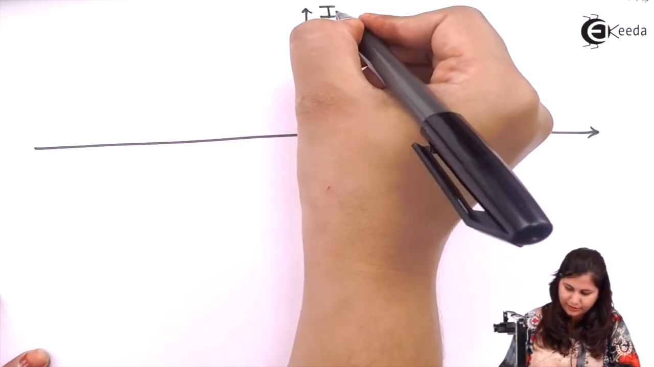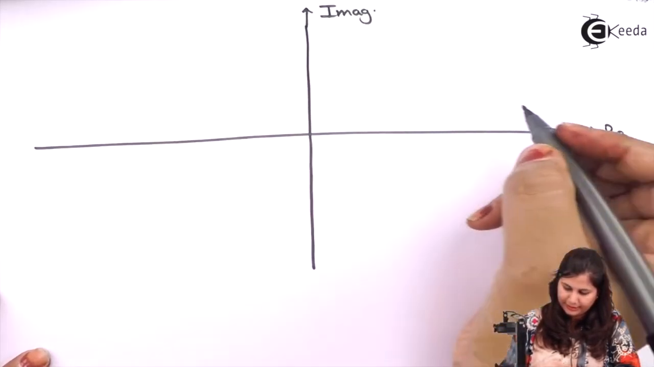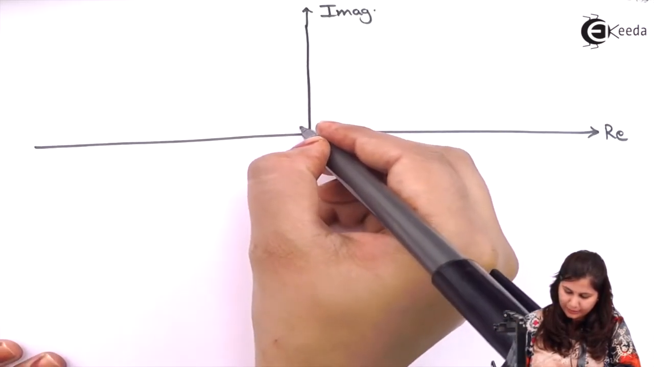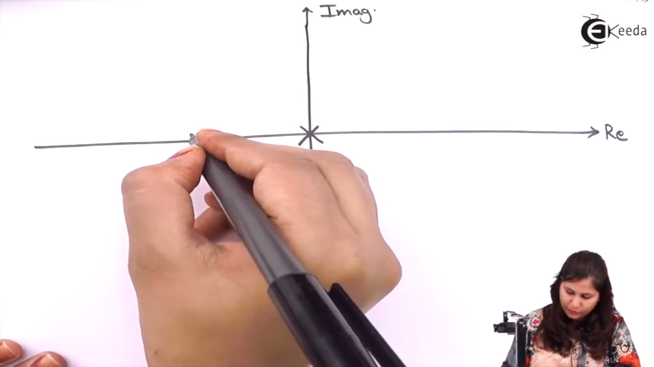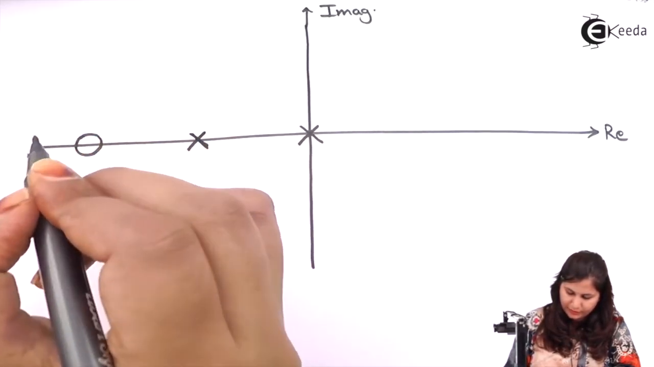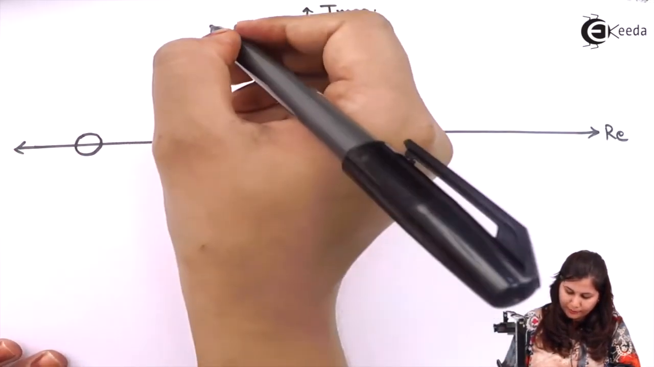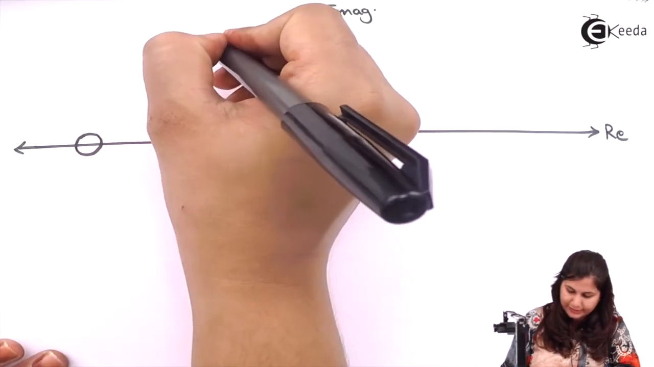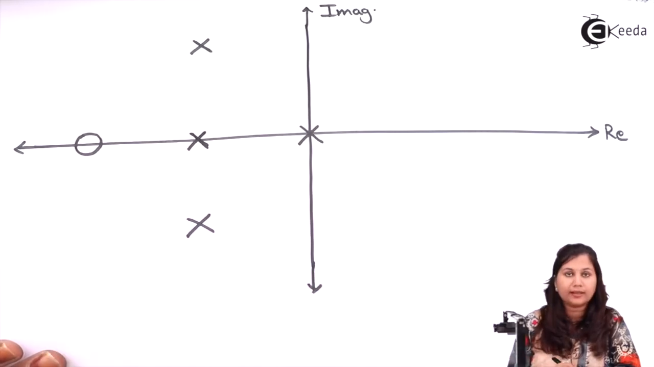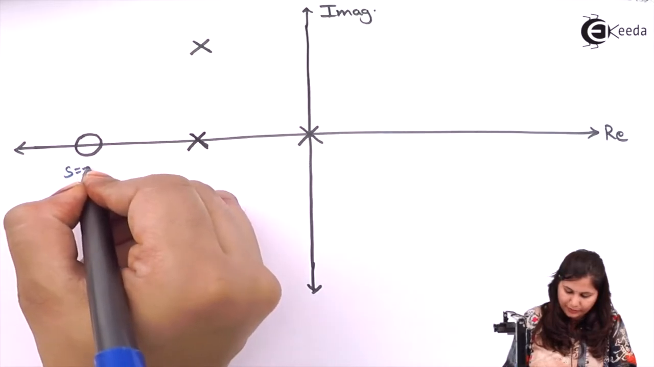This is our imaginary axis. This is real axis. And we have the poles at S equals to 0, S equals to minus 1. We have a 0 at S equals to minus 2. And we have two complex poles at S equals to minus 1 plus J and S equals to minus 1 minus J. This is S equals to minus 2.